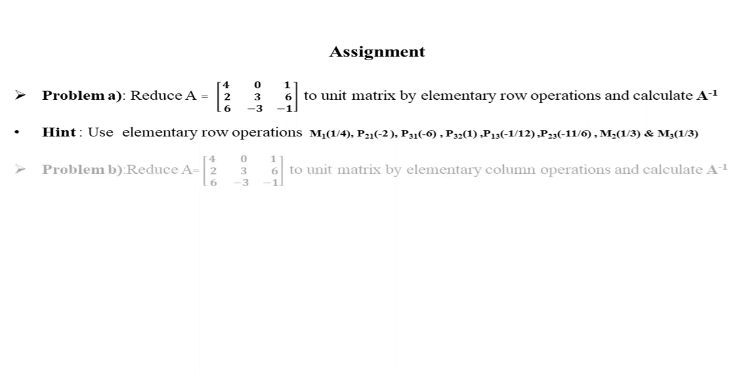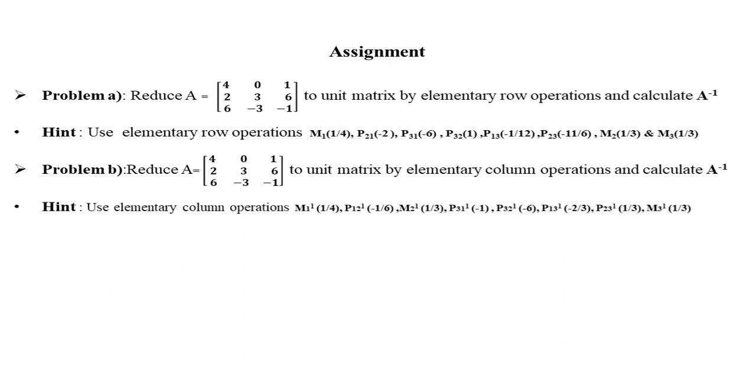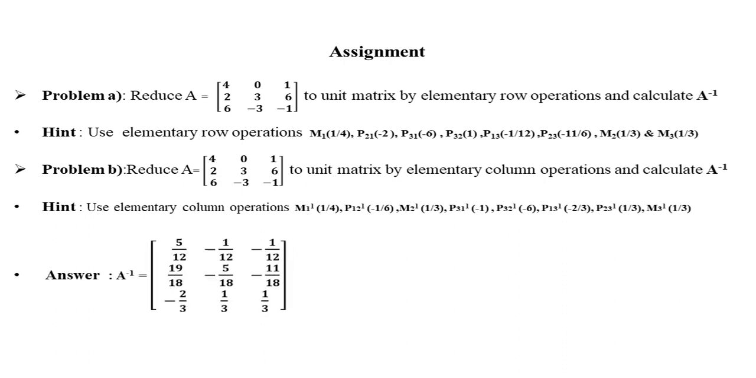Next, second problem: reduce A equal to [4 0 1; 2 3 6; 6 -3 -1], the same matrix, to the unit matrix, that is an identity matrix, by elementary column operations and calculate A inverse. Here also a hint is given. Students, you note that in both problems we get the same inverse, because the inverse is unique, and the answer is given for you.